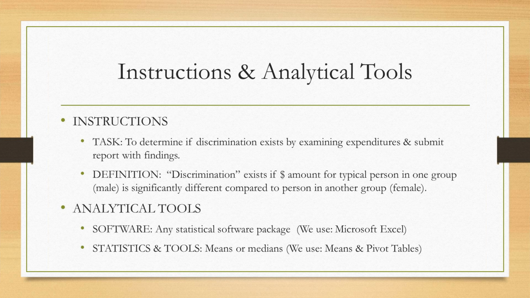And with regards to the instructions, then, and the tools that we use in the course, we talked to the students about the idea of trying to make sure that, in examining discrimination, we talked about the definition being, as you can see, if the typical person in one group receives significantly less than the person in another group, then we might be able to say that there's discrimination. With regards to tools, you can use numerous software packages. One might use R, you can use SPSS, one might use Minitab, maybe SAS. We chose to use Excel, particularly because we want to incorporate pivot tables into our curriculum.